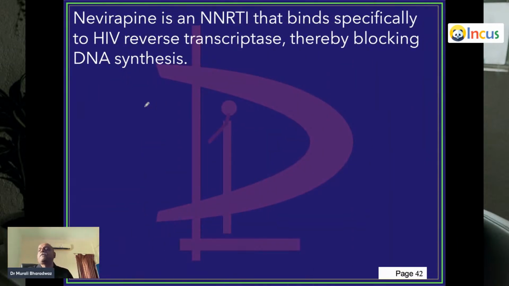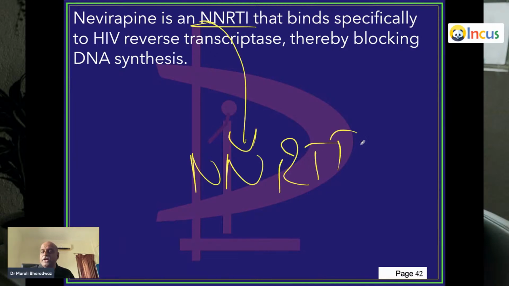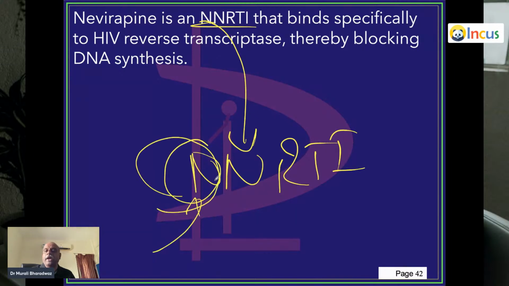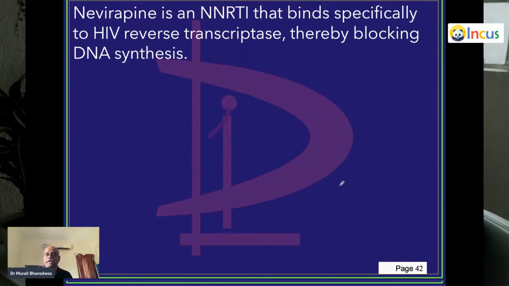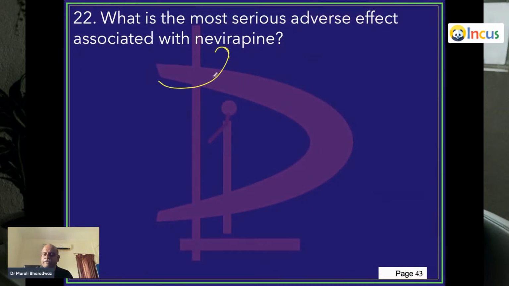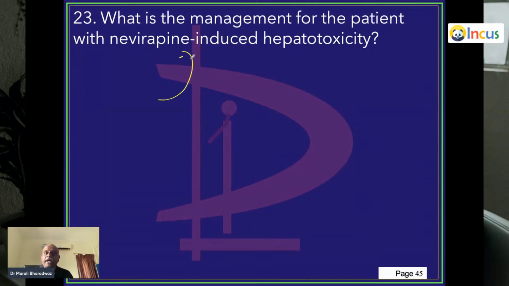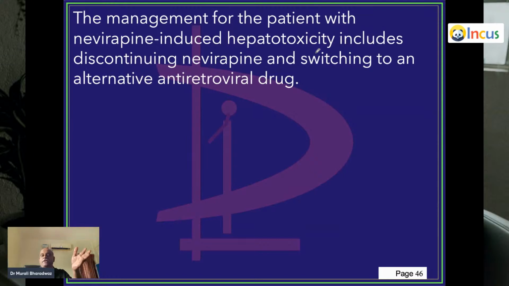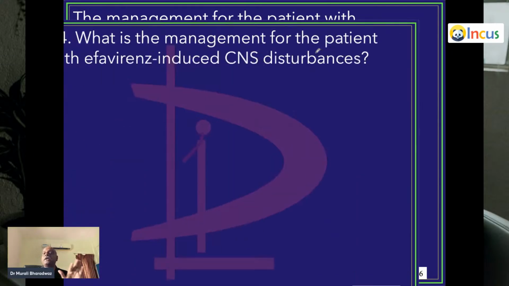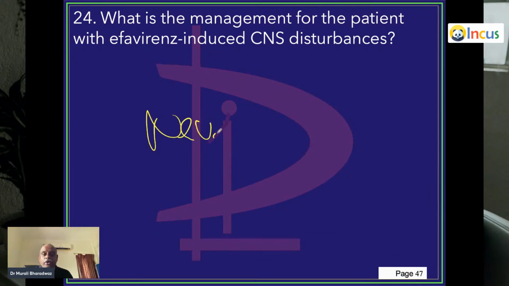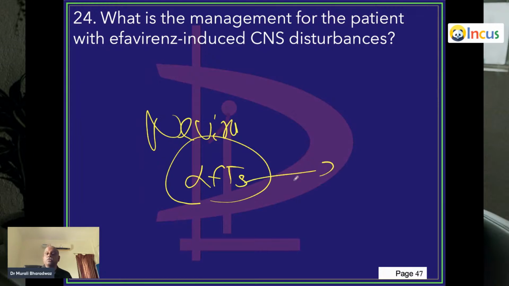So what is the mechanism of action of nevirapine? It is an NNRTI. NNRTI is what you need to remember. Easy. N is nevirapine. So NNRTI is nevirapine. What is the main side effect of nevirapine, doctor? As we said, Stevens-Johnson is the most important side effect. Whenever nevirapine-induced hepatotoxicity is there, you need to stop nevirapine and switch to an alternative antiretroviral. That's the reason whenever you are giving nevirapine, you need to serially follow the LFTs in order to monitor and look out for liver dysfunction.